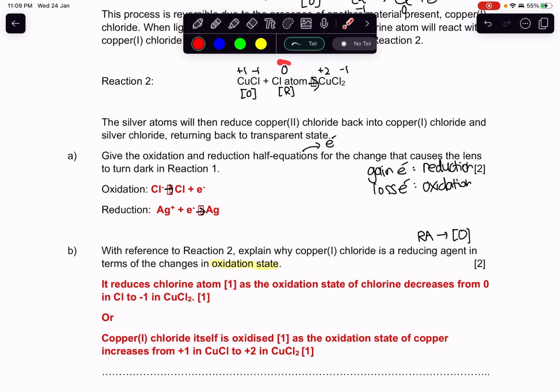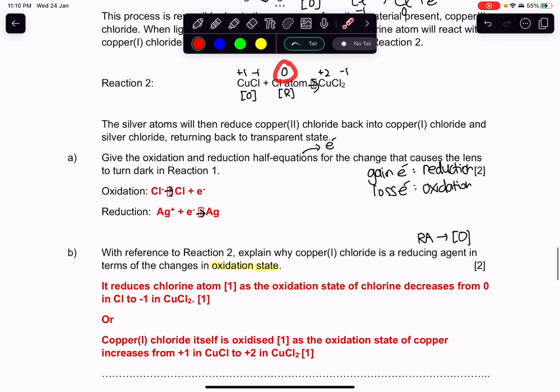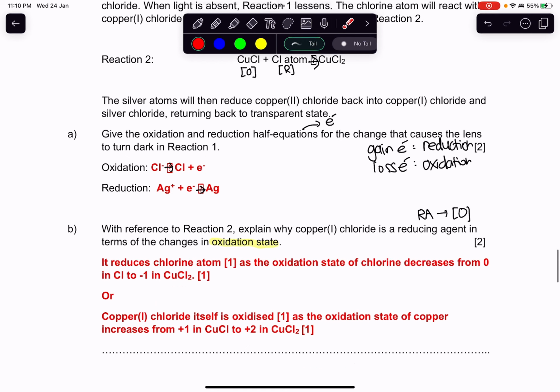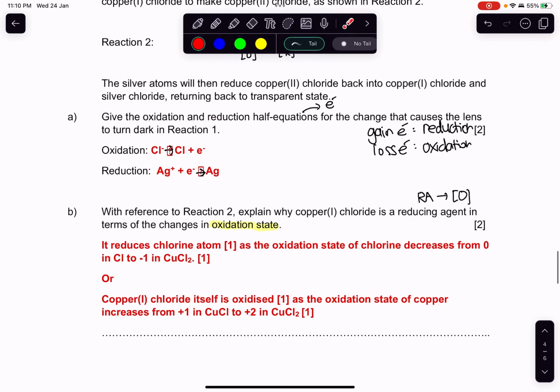Alternatively, you can show that the chlorine atom has been reduced. So you have to explain copper 1 chloride reduces the chlorine atom. How do you show that? You look at the OS of the chlorine atom. It has changed from 0 in Cl to minus 1 in CuCl2. Oxidation state of chlorine decreases from 0 in Cl to minus 1 in CuCl2. Okay, and that's the end of the paper.